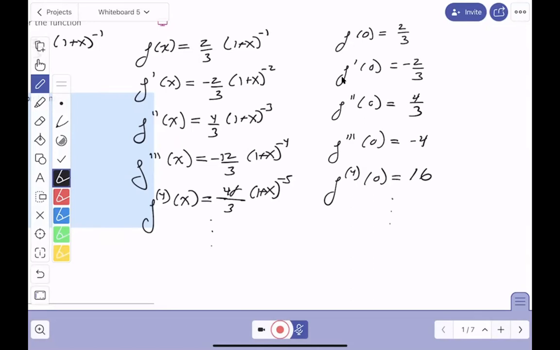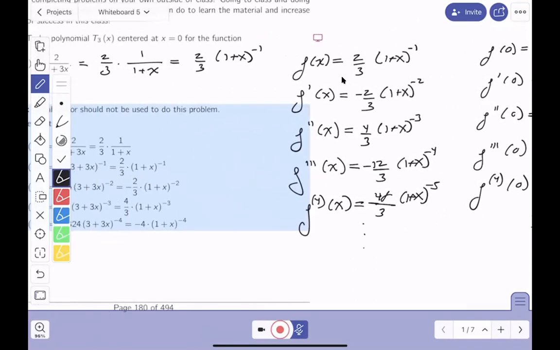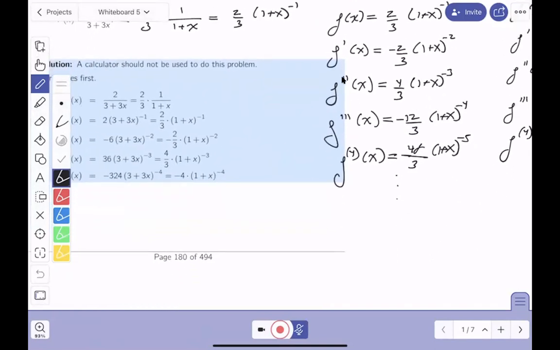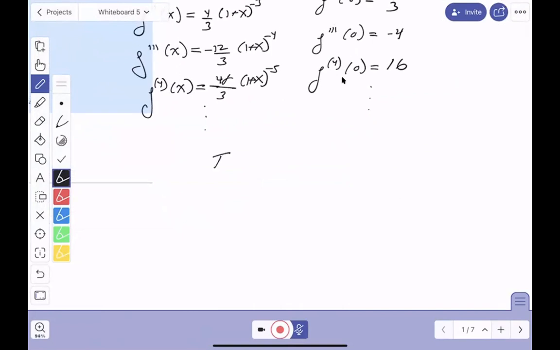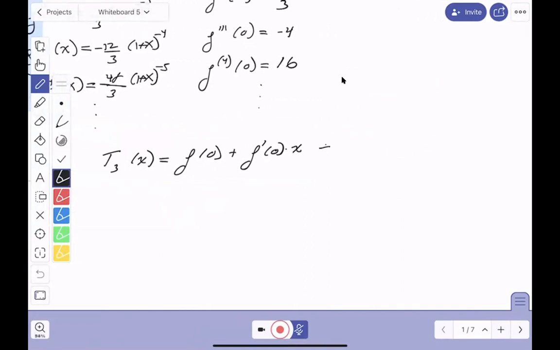And they're not asking me to go on for a long time. Let's go back and see what the question says again. They want to get T3. So let's go through that. All right. So T3, let's write this down, is going to be, and this is centered at 0, by the way, f of 0 plus f prime of 0 times x. Let's keep writing it down, plus f double prime of 0 times x squared over 2 factorial.